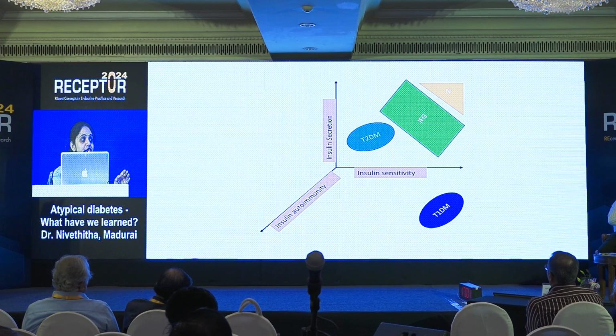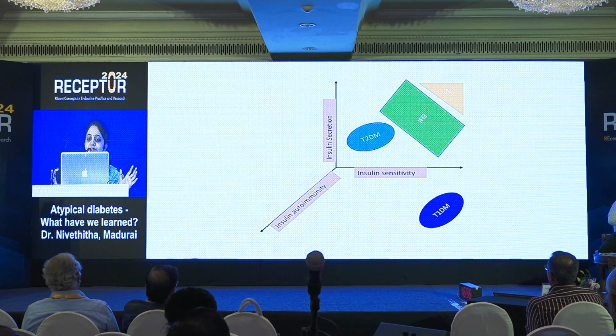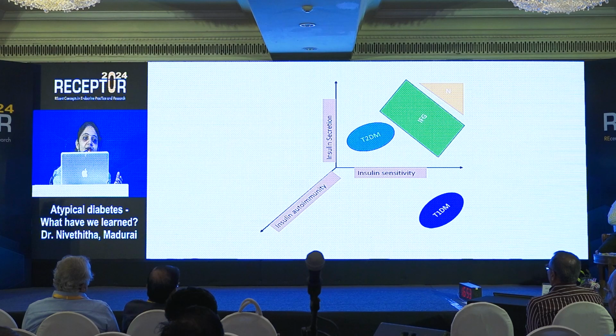The sensitivity is actually good. We don't have secretion. The autoimmunity is very high. So this is how the classical teaching of type 1 and type 2 is. And where this atypical diabetes falls into this graph is what we are going to see.